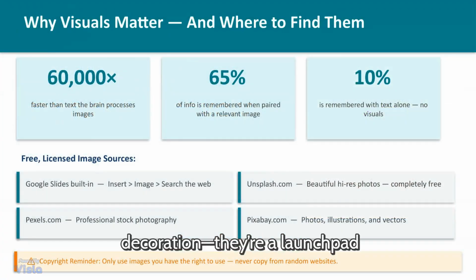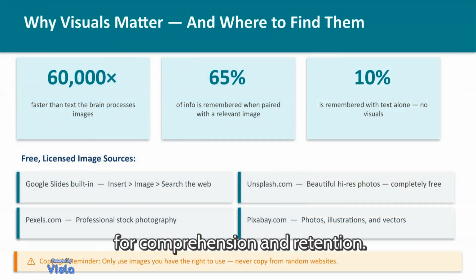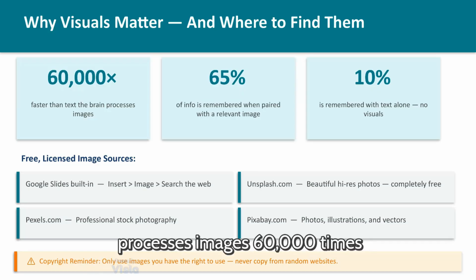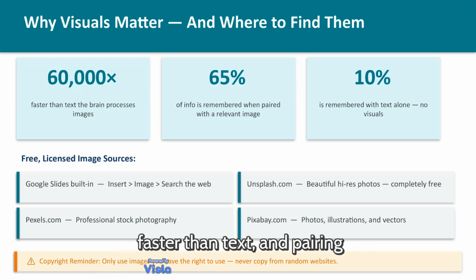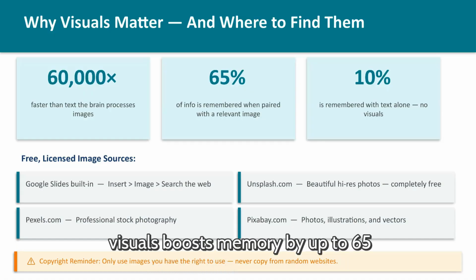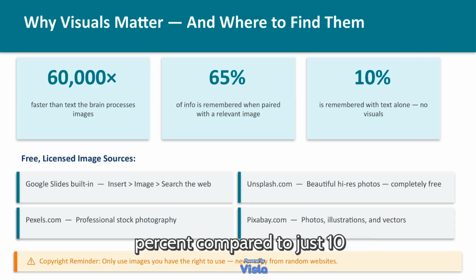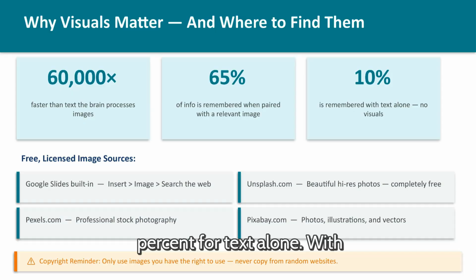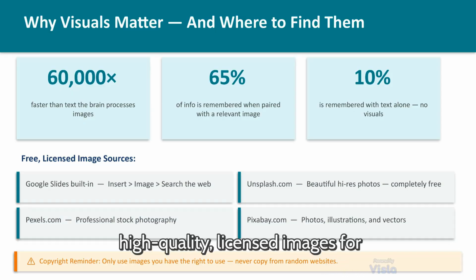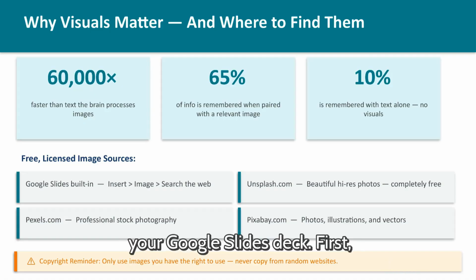Visuals aren't just decoration, they're a launchpad for comprehension and retention. Research shows the brain processes images 60,000 times faster than text, and pairing your information with relevant visuals boosts memory by up to 65% compared to just 10% for text alone. With those numbers in mind, let's explore where to find high-quality, licensed images for your Google Slides deck.